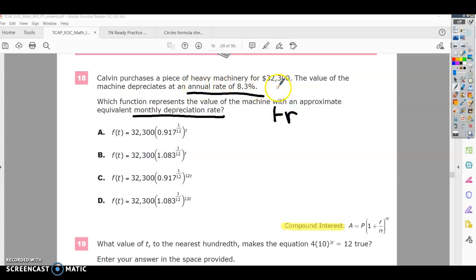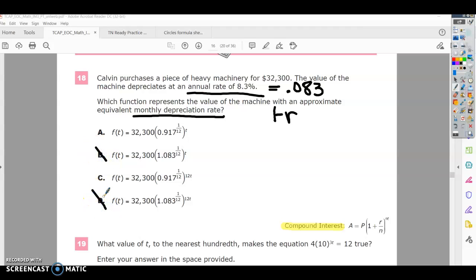All right, so this is our annual rate, and as a decimal, that's going to be 0.083. And annually means for a year. So the first thing we need to do is convert that to monthly. We're going to take that number and divide it by 12, and it gives you a very tiny number. So we can rule out B and D because we know that we are going to be just barely under 1.